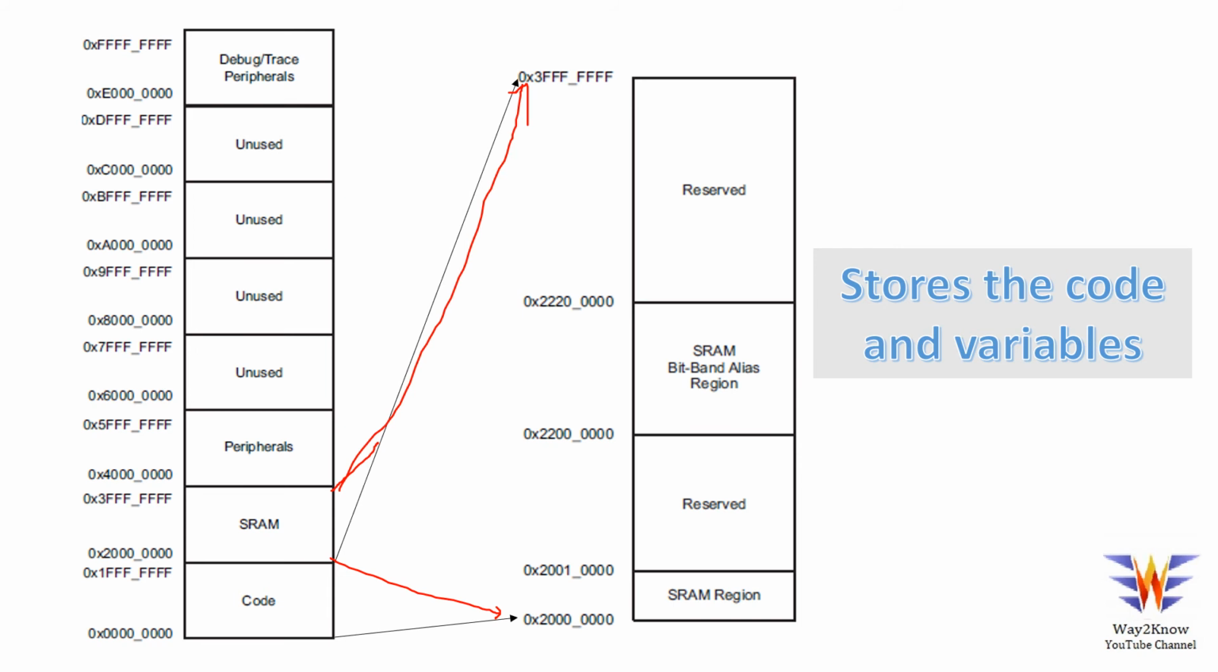In this SRAM region there are two regions. One is basic SRAM, and the second one is the SRAM bitband alias. What is bitband alias? It is basically when you are trying to modify some registers, you can directly work at a bit level here, whereas here you have to work at a combined byte level. Here you can individually work at a bit level. So that is one feature which is called the bitband alias region. This is basically the SRAM region, and as we mentioned, it is mainly to store an image of code and the variables.